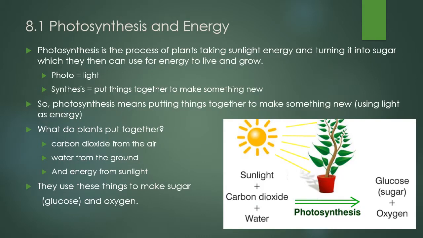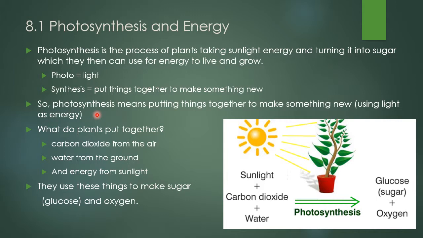So photosynthesis is the process where plants take sunlight energy and turn it into sugar, which they can use for energy to live and grow. And the term photo in photosynthesis means light, and the term synthesis means to put things together to make something new. So photosynthesis simply means putting things together to make something new using light energy.